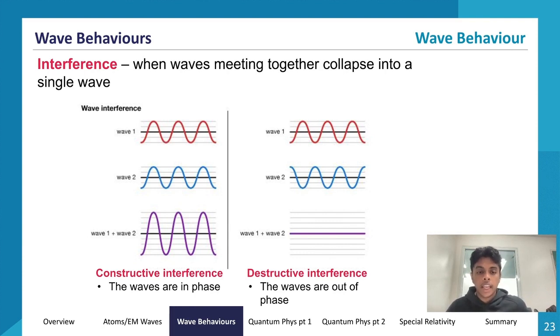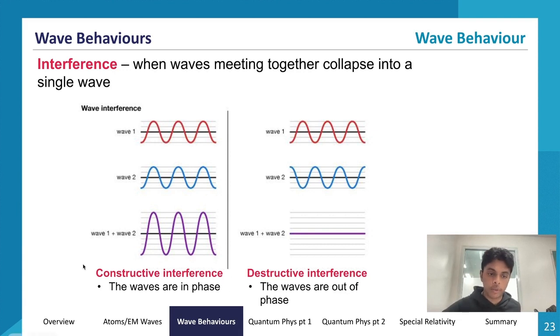So if they're in phase, as in they both have the troughs and the crests at the same place, you can see these two are in phase, they will undergo constructive interference. So they will add together, wave 1 plus wave 2, to form constructive interference. The amplitude will increase. So the waves are in phase, there's constructive interference.